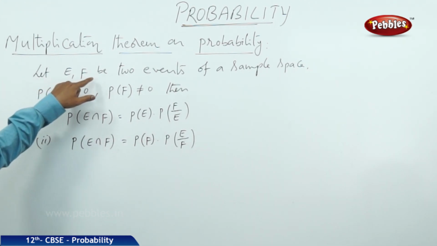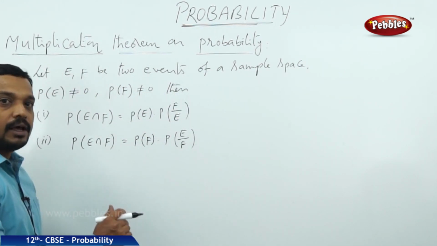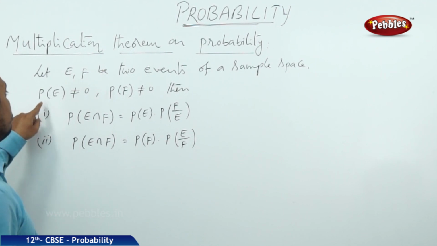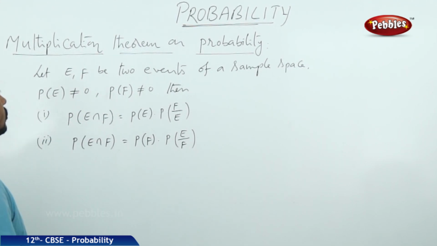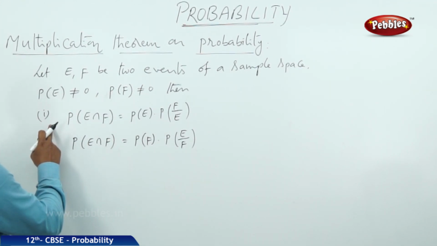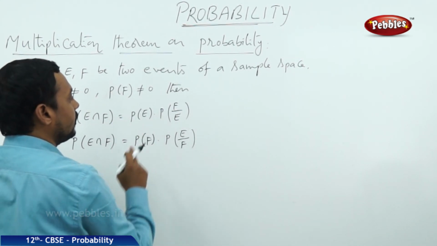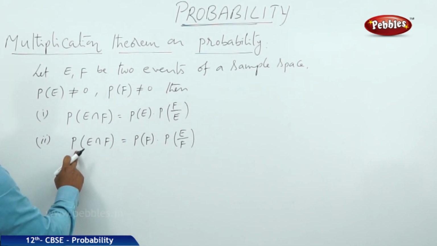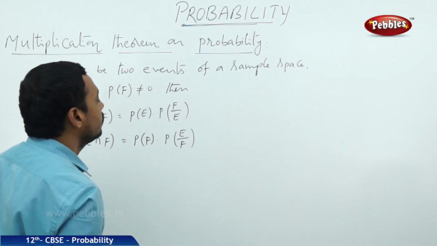Let E, F be two events of a sample space in any random experiment with the probabilities not equal to 0, each probability not equal to 0 but less than 1. Then probability of E intersection F is equal to P of E into P of F by E, and P of E intersection F is also equal to P of F into P of E by F.